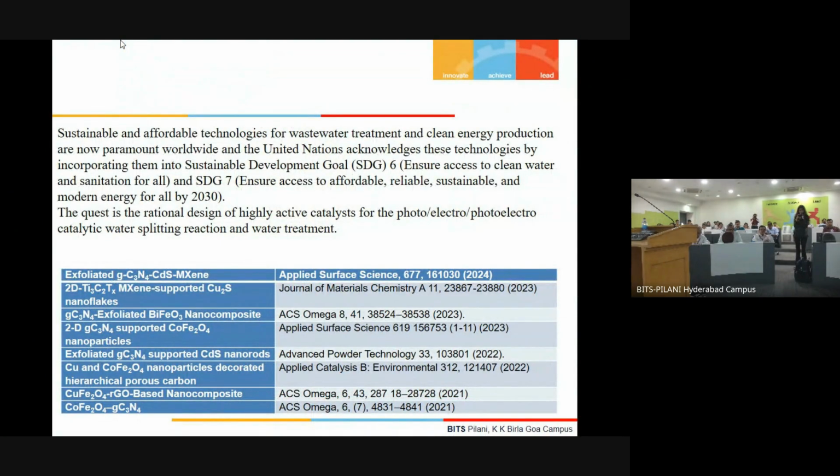Here, with the current goals of the United Nations, SDG 6, to ensure availability of clean water, and SDG 7, affordable, reliable, sustainable energy, are among our main objectives.